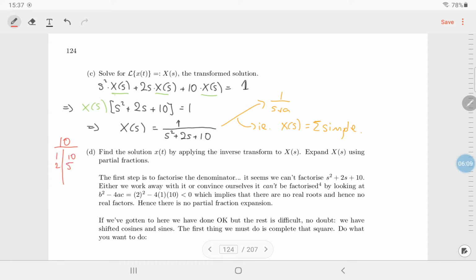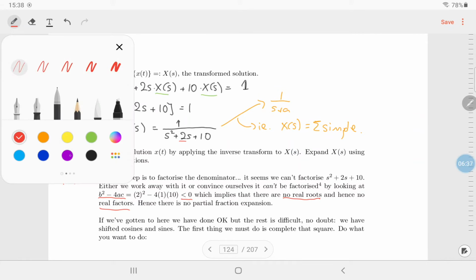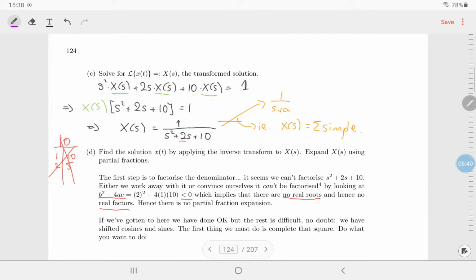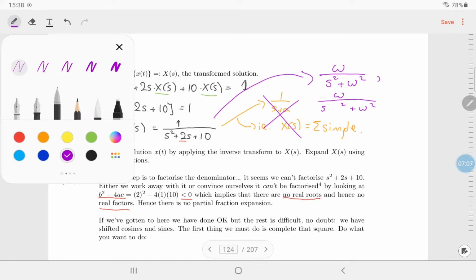Now that's very bad, okay? So what we're looking at instead is that this didn't work. So we look in the tables again, and what we see is omega over S squared plus omega squared. And you think maybe it looks something like that. In particular, maybe it's like that, a sine, but shifted. So omega over S squared plus omega squared with the S shifted to S plus A.